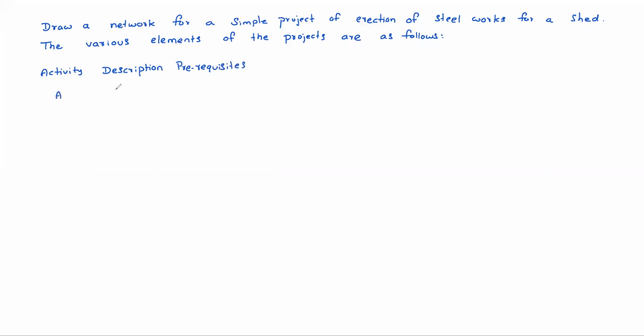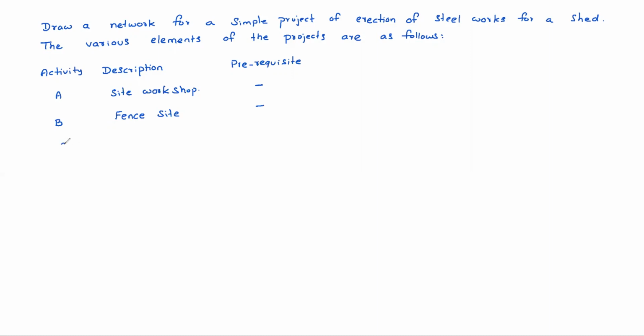Activity A, erection of site workshop. Prerequisite, nothing is required. Similarly, activity B, fencing of site. For that also no prerequisite. That means both the site workshop construction as well as fencing can start in parallel. There's no prerequisite for them.